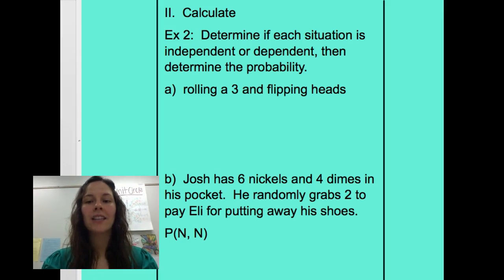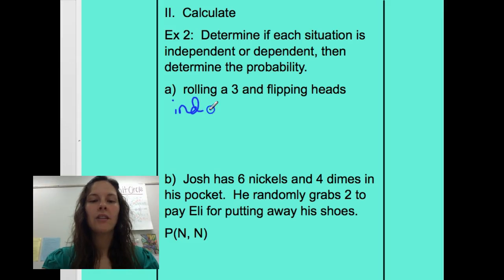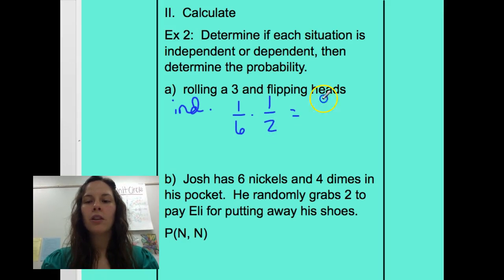Next, we're going to look at calculating probability of independent and dependent events. First, you need to know if the events are independent or not, because that changes how we calculate the probability. So rolling a die and flipping a coin. What shows up on the die does not change what could show up on the coin. So these are independent events, and when you have independent events, you simply multiply their probabilities together. So the probability that you roll a 3 is 1 out of 6, and the probability that you flip heads is 1 out of 2, for a total of 1 out of 12 options.